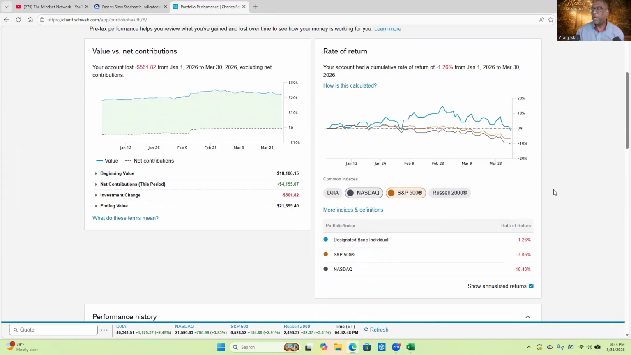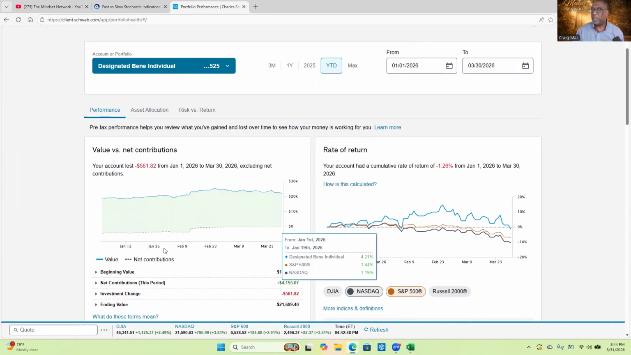However, what I want to point out is that even though I lost 1.26% on my portfolio, I'm still doing better than what was lost on the S&P and the NASDAQ combined. Okay, I only lost 1%. They lost 7 on the S&P and 10 plus on the NASDAQ. Now, for year to date, since January, I'm down $561.82. And some of you will probably be wondering, well, what's my portfolio comprised of?